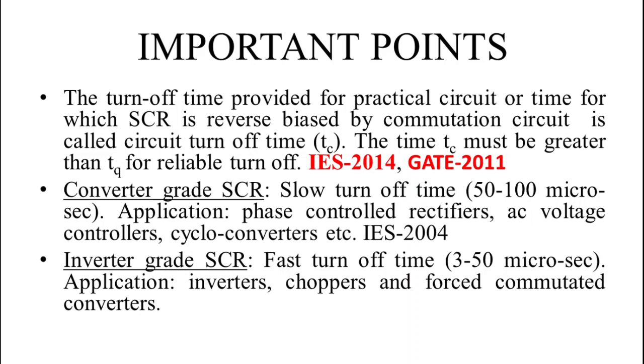Converter grade SCR. These converter grade SCRs have slow turn-off time, that is around 50 to 100 microseconds. They are used in phase control rectifiers, AC voltage controllers, cycloconverters, etc. This classification is very important because a question has been asked in ES 2004 from this point.